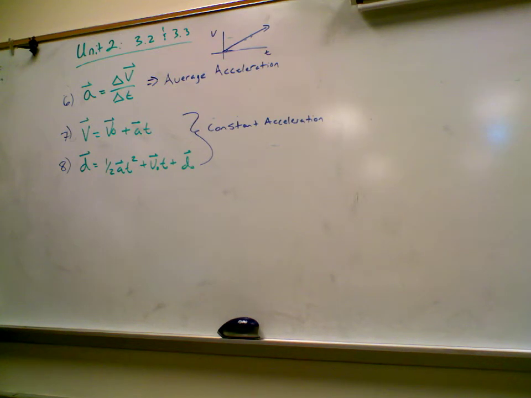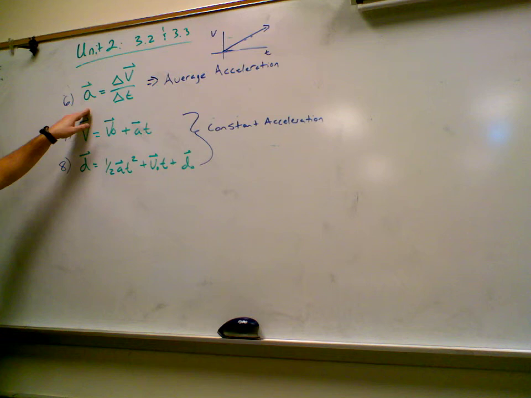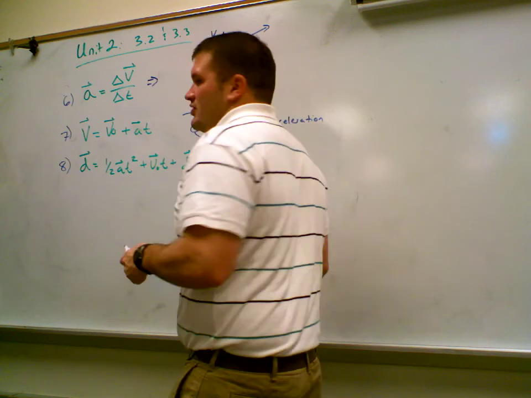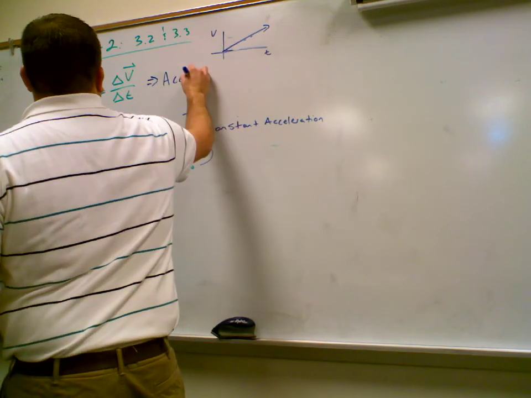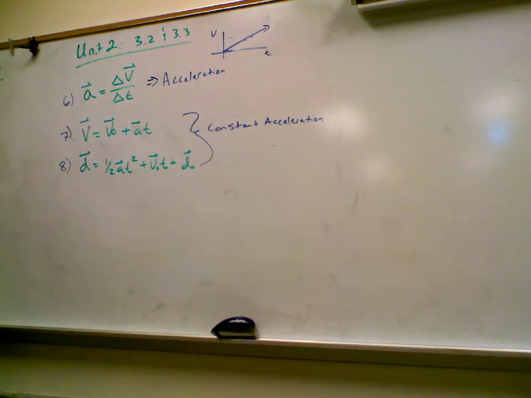Those equations are assuming a constant acceleration. Now, if our acceleration is constant, that means this acceleration right here, is it still average or is it also instantaneous? It's also instantaneous, right? So if I'm assuming a constant acceleration, then this equation no longer finds an average acceleration. It just finds acceleration. We don't have to say average anymore because if acceleration is constant, average is instantaneous. They're the same. Does that make sense?